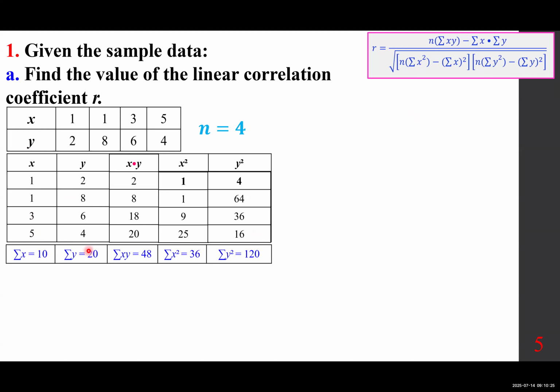Summation of x is 10. Summation of y is 20. Summation of xy is 48. Summation of x squared is 36. Summation of y squared is 120. And now we can put it into a calculator.